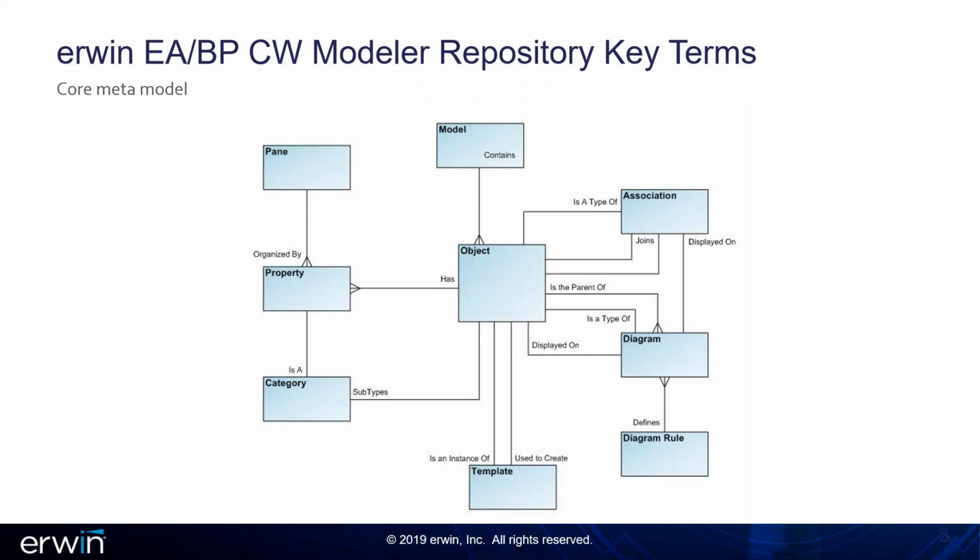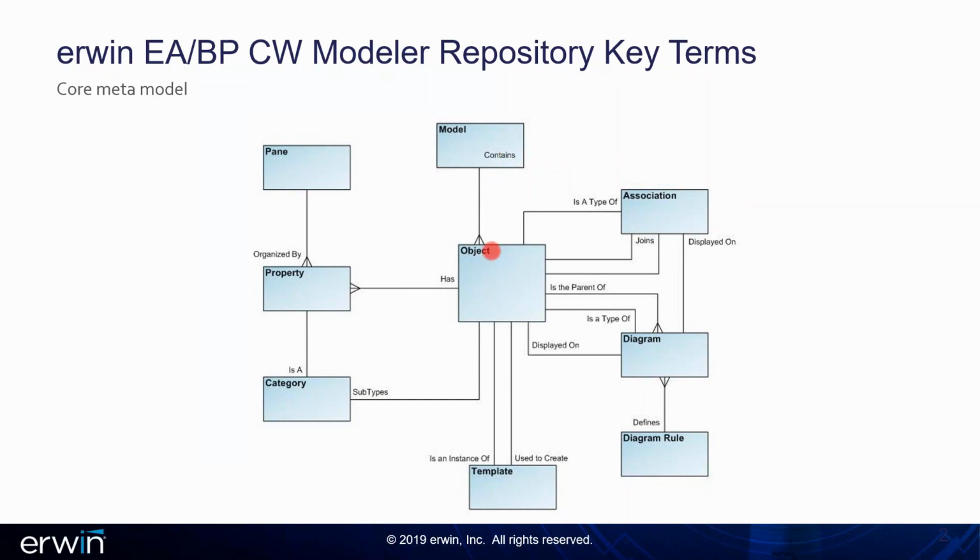At the very middle of this core meta model is an object, but right above an object is a model. So we're going to start with a model. A model within the CW Modeler repository is a container of all the objects and artifacts that make up its architecture. So a model is kind of synonymous with an encyclopedia or a mini repository in its own right.